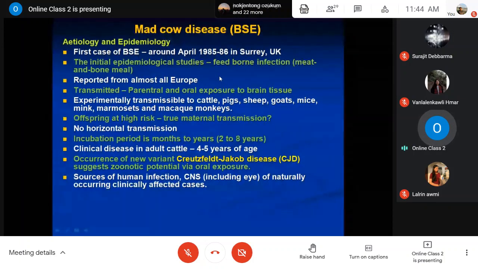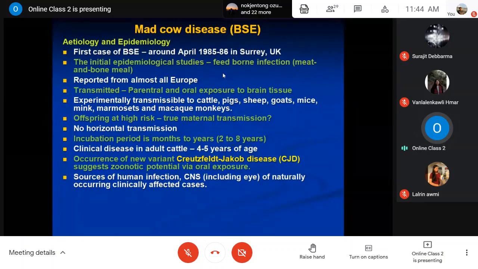The animal products, particularly the nervous tissue or sometimes lipolytic tissue, and the offals, were used in the animal rations containing bone meals and meat meals of these affected animals, mainly the brain tissue. Whenever central nervous system tissue is there, it may contain these infective prion proteins, and that is the main source of this infection.